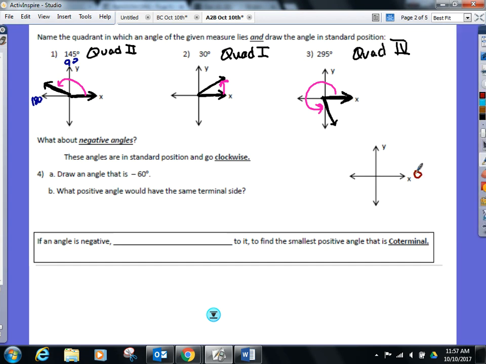0. Now we go clockwise, and this will be not 90, but negative 90. Now we start going clockwise. Over here will be negative 180. Up top, negative 270, and then we're back to negative 360.